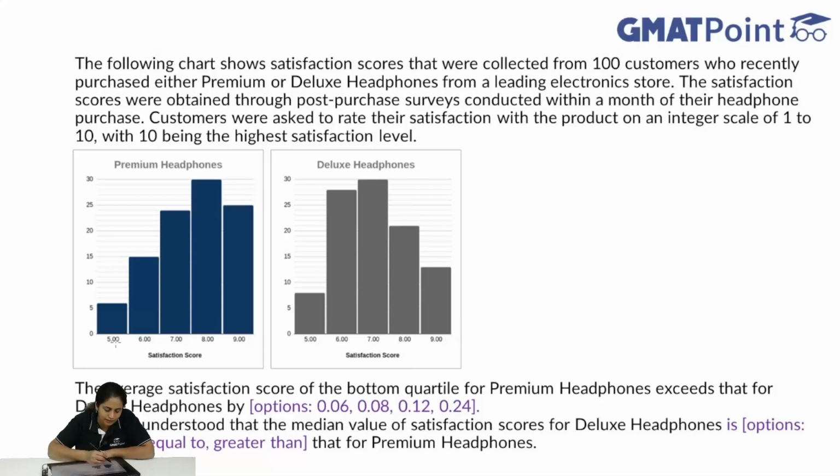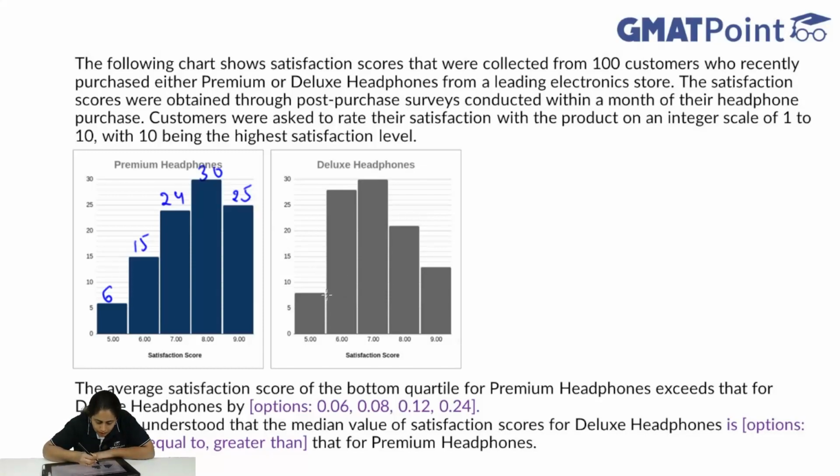So over here, if I consider, this is around 6, this is exactly 15, this is 24, this is 30, this is how much? This is 25. So this is 21, 45, 75, 25. So total 100, so it adds up. So everyone has scored between 5 to 9.